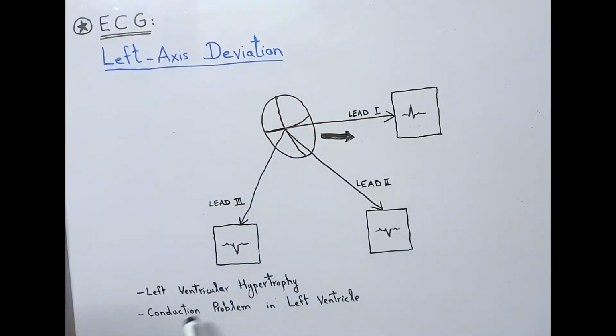It happens in left ventricular hypertrophy or some conduction problem in the left ventricle. What happens in the ECG leads? The most important change that happens is that lead 2 and lead 3 become negative. The S wave is taller than the R wave, while lead 1 is positive. So in left axis deviation, we have this picture of the ECG leads. Axis deviations can be found easily from lead 1, 2 and 3.